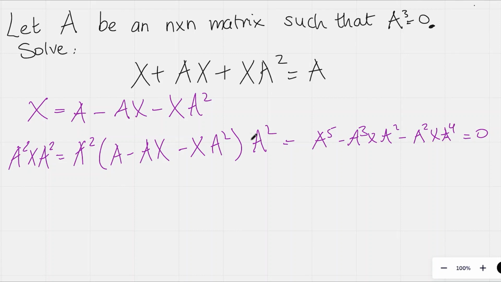Who knows whether that's useful or not just yet, but I found a matrix that equals 0. So if there is a solution x, then it must be that a squared times x times a squared equals 0. Well, what else can I work out?